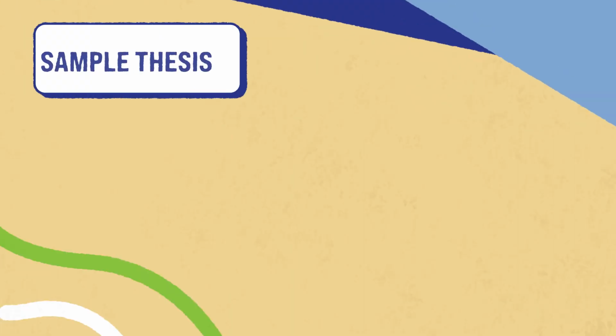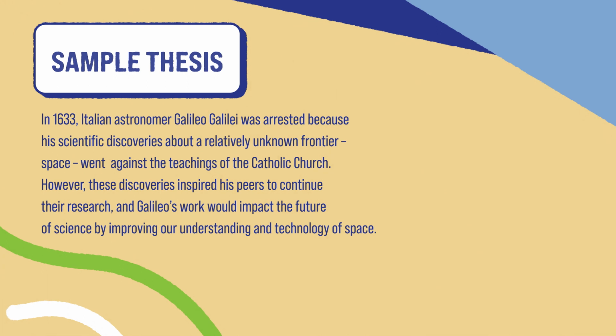Here's our sample. In 1633, Italian astronomer Galileo Galilei was arrested because his scientific discoveries about a relatively unknown frontier, space, went against the teachings of the Catholic Church. However, these discoveries inspired his peers to continue their research, and Galileo's work would impact the future of science by improving our understanding and technology of space.